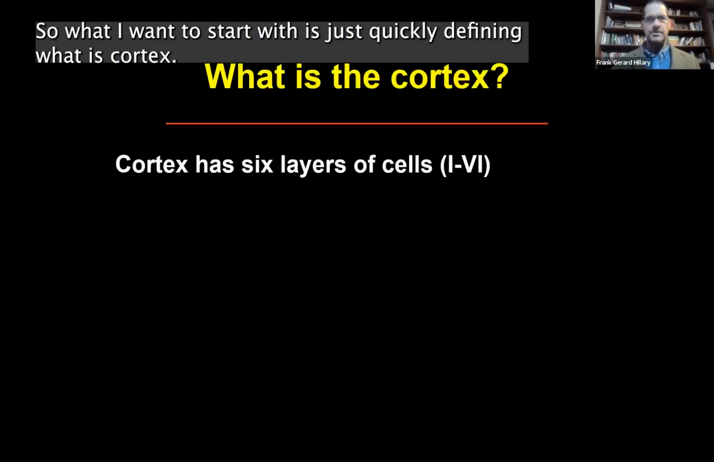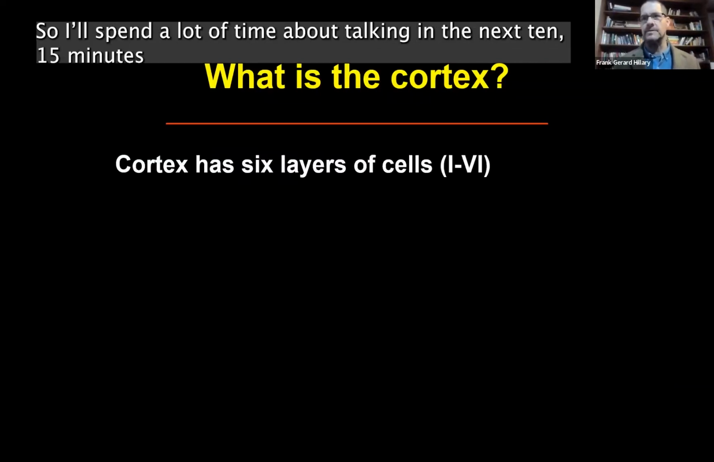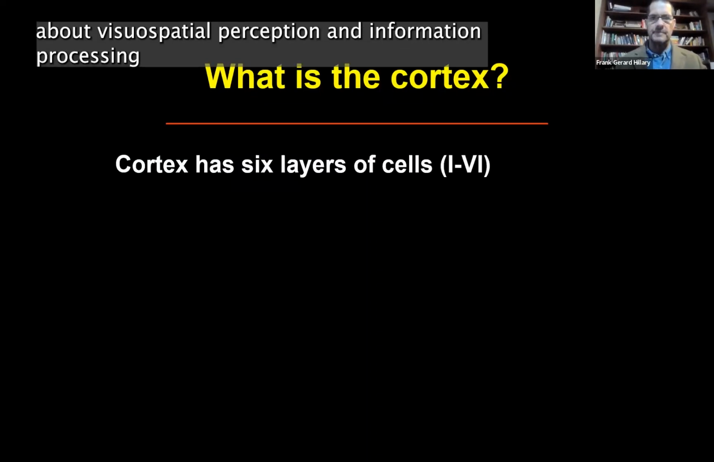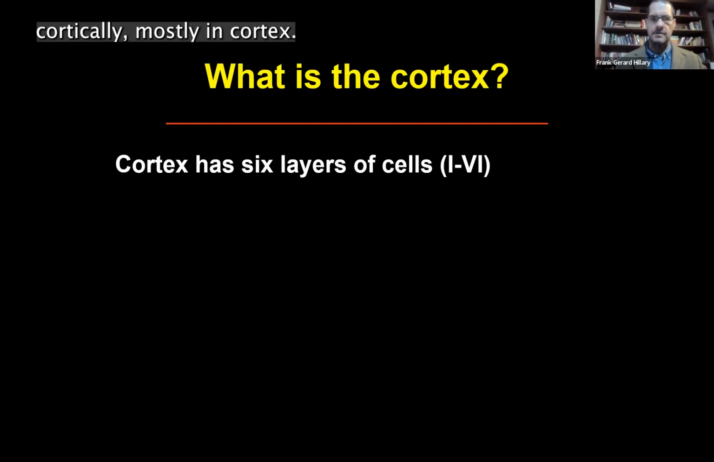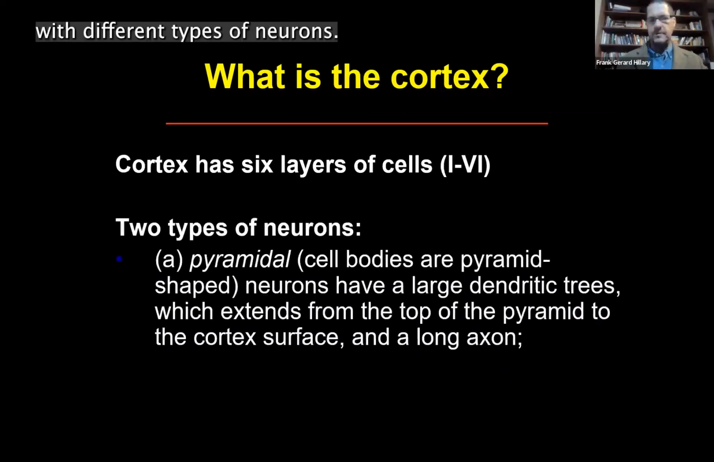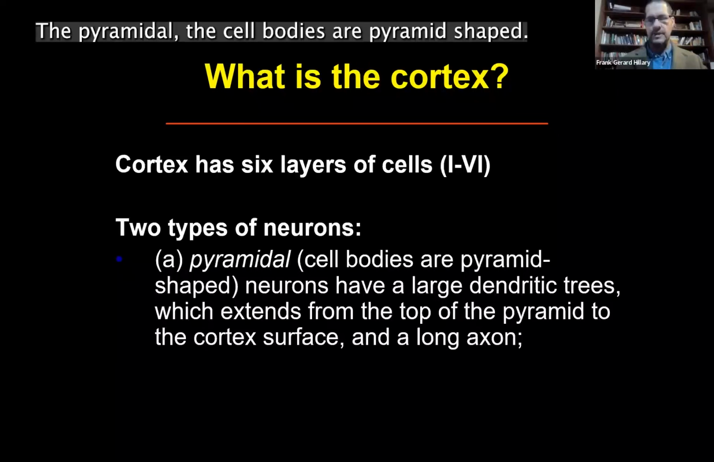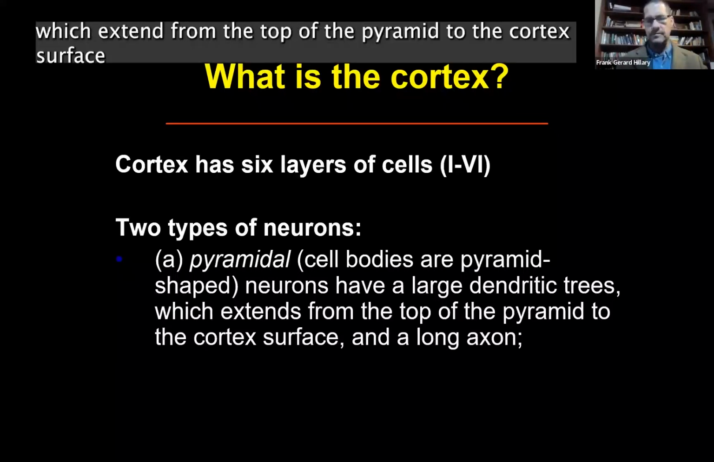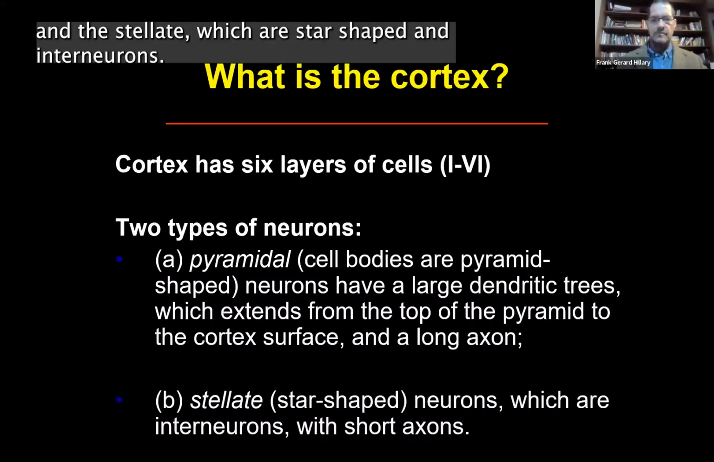So what I wanted to start with is just quickly defining what is cortex. I'll spend a lot of time in the next 10, 15 minutes talking about visual spatial perception and information processing cortically, mostly in cortex. The cortex has 6 layers of cells with different types of neurons: the pyramidal, whose cell bodies are pyramid shaped and which have large dendritic trees that extend from the top of the pyramid to the cortex surface, and the stellate, which are star-shaped interneurons.